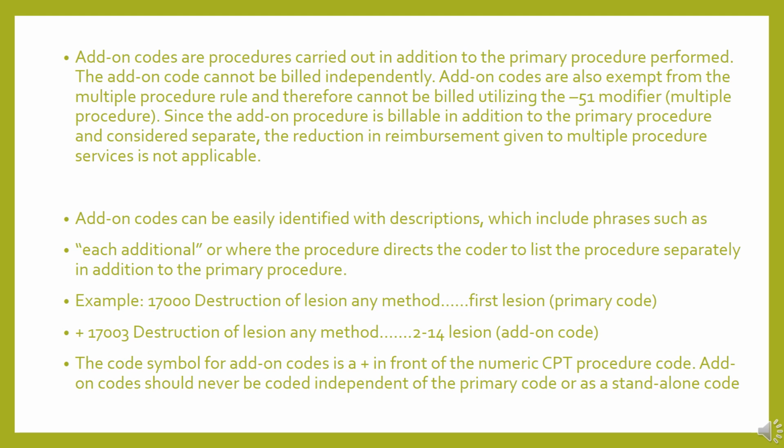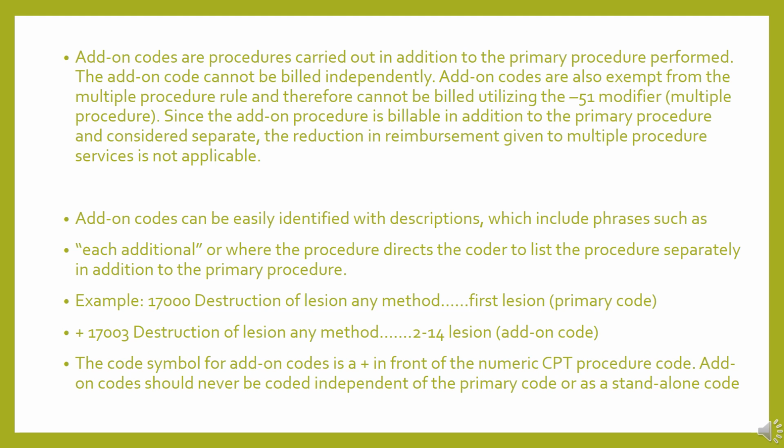Add-on codes are procedures carried out in addition to the primary procedure performed. The add-on code cannot be billed independently. Add-on codes are also exempt from the multiple procedure rule and therefore cannot be billed utilizing the 51 modifier, multiple procedure. Since the add-on procedure is billable in addition to the primary procedure and considered separate, the reduction in reimbursement given to multiple procedure services is not applicable.